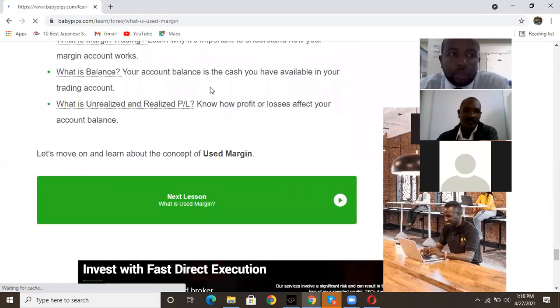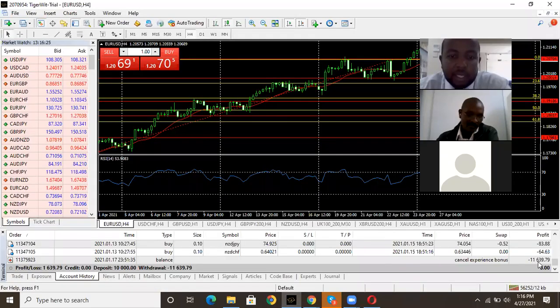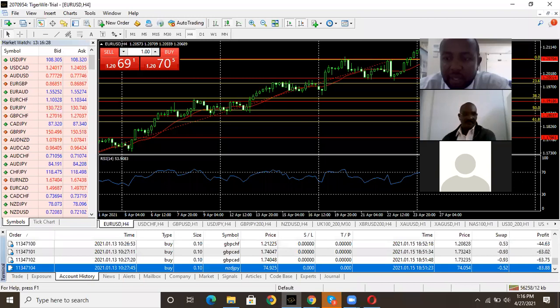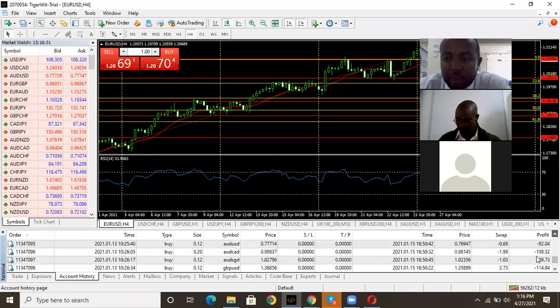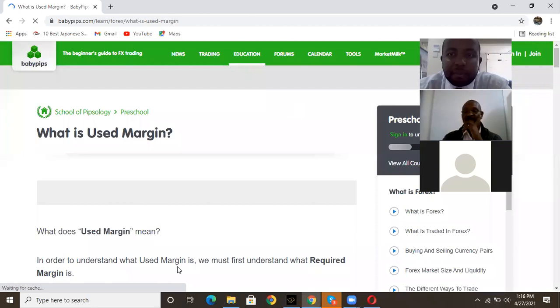So used margin is usually the total of all required margin. Say you have five or ten positions running. Let me give you an example: I have maybe this position, this, this, and this and this running. If these positions are all running at the same time, each has something called required margin. Combined, the total of all of them is what we call used margin. In order to understand what used margin is, we must first understand what required margin is.